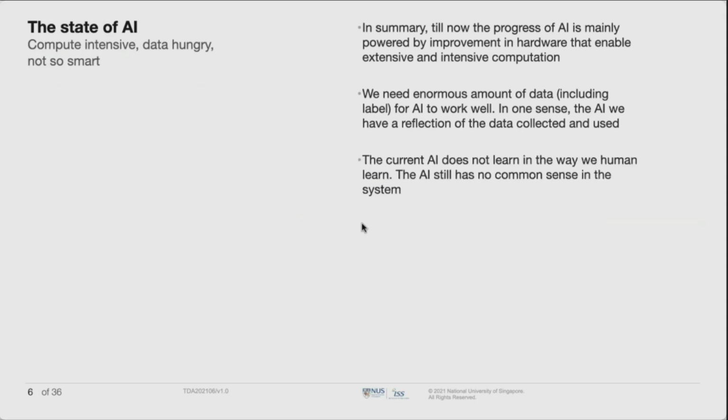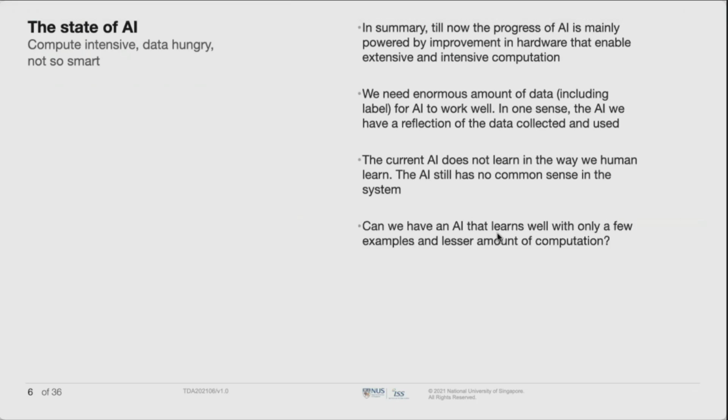We can comfortably say that the current AI does not learn in the way we humans learn. A child does not need to see 1,000 pictures of dogs and cats to identify them. For a child, a few photos will do, and the entire process uses much less energy compared to the power-hungry GPU. And furthermore, the current AI still has no common sense in the system.